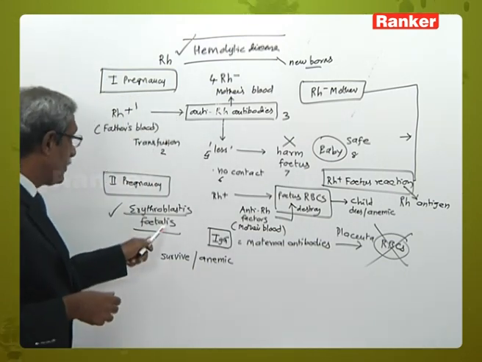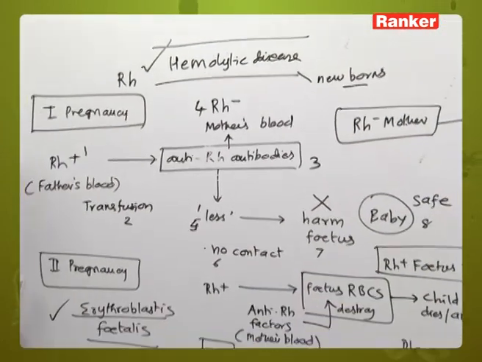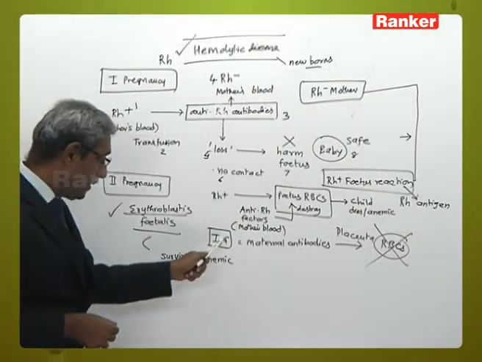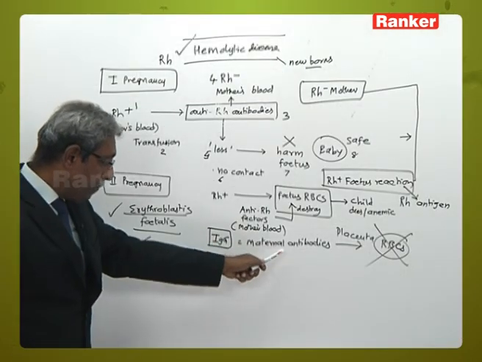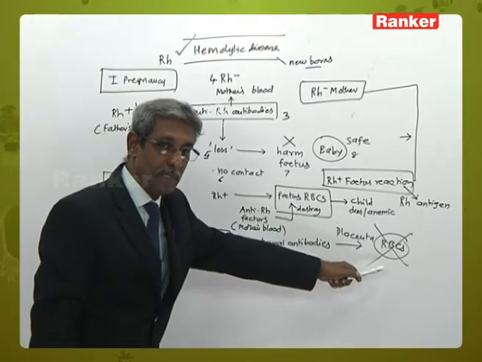So erythroblastosis fetalis, hemolytic disease, is related primarily to the second pregnancy, when we have the maternal antibodies entering into the placenta and destroying the red blood corpuscles of the baby.